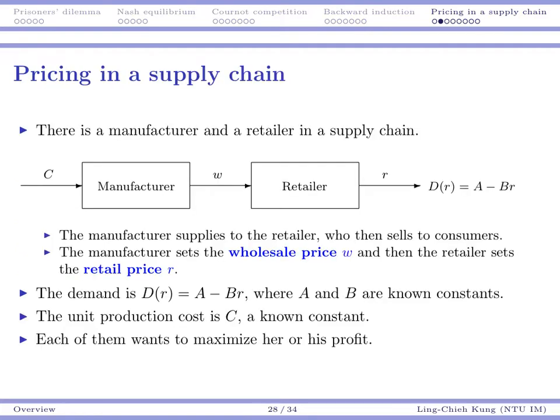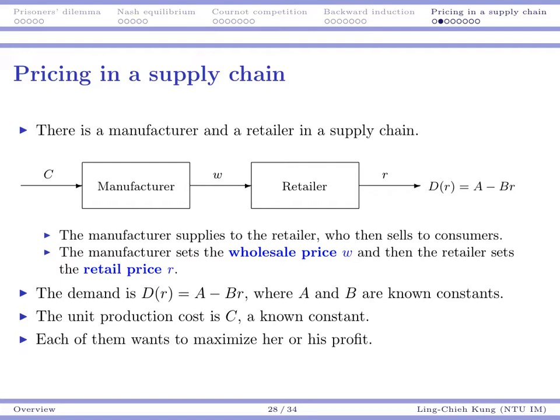Consider a supply chain with a manufacturer and a retailer. The manufacturer makes the product and sells it to the retailer, and then the retailer sells to the market. The unit production cost of making a product is C. The wholesale price chosen by the manufacturer is W, and the retailer sells to the market at a retail price R. Given that the demand will be A minus BR, where A and B are just constants.